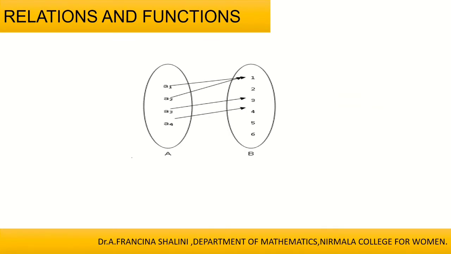The next function is a many-to-one function. A many-to-one function associates two or more values of A to a single element of B. Now here we see in the example given, that is the set A has elements A1, A2, A3 and A4, and the set B has elements 1, 2, 3, 4, 5 and 6. Here in a many-to-one function, two or more values of A are mapped onto a single element. So A1 and A2 are mapped onto a single element 1. Likewise A3 is mapped onto 3 and A4 is mapped onto 4, and we say it as a many-to-one function.